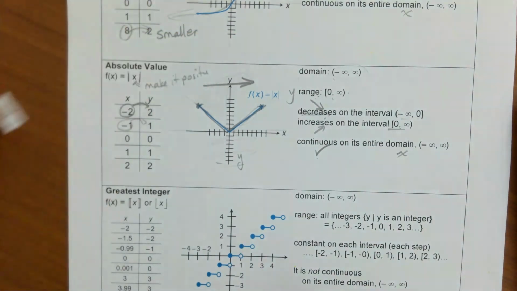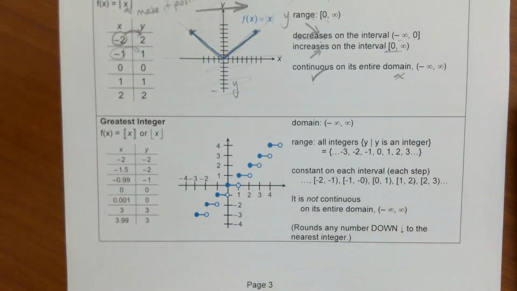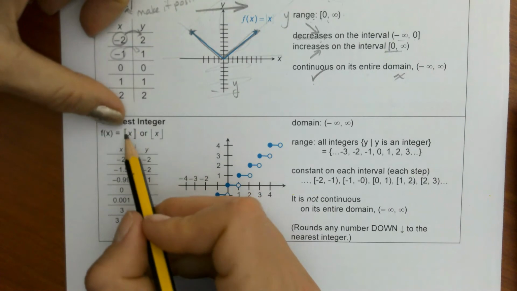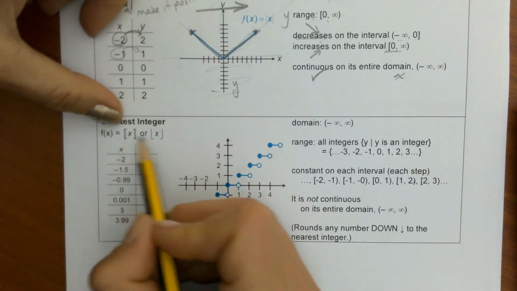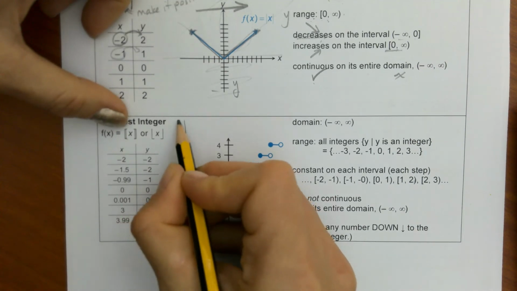Okay. The last one is called the greatest integer function. And sometimes people write it like this, and sometimes people write it like this. This, we're going to do it like this. So you put two lines.